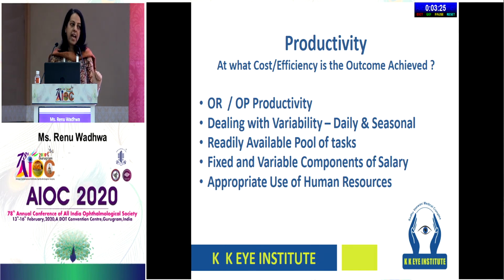Analyzing your OR and OP productivity on a daily basis and tracking errors that could happen in your operation theaters and OPD, linking those errors to what corrective action that you could take. Surprisingly, we found corrective action that can be taken even on the policy level, on the process level. Maybe it's an understaffing issue, maybe it's an overstaffing issue. We need to have in place a readily available pool of tasks that could be assigned to staff when there is a sudden drop in volumes.